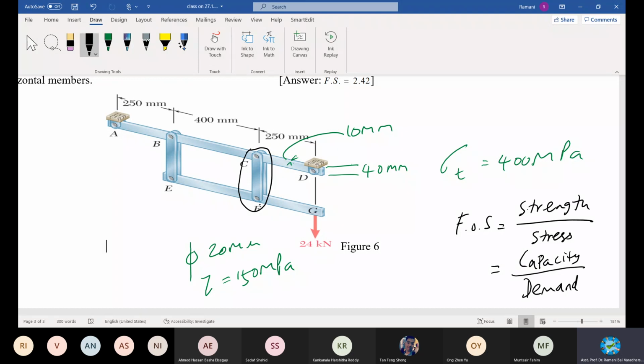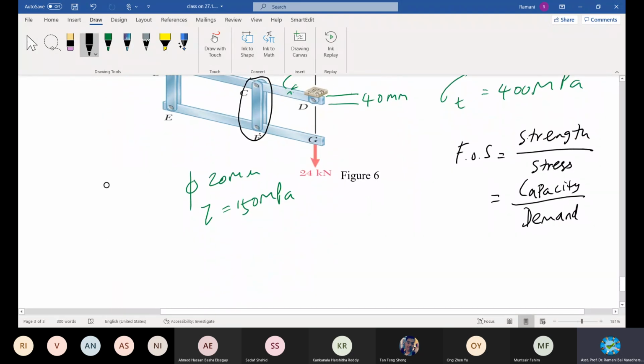In any design, for a successful, safe design, strength should be more or stress should be more? Strength should be more or stress should be more in any design? Strength. Very good. This should be higher, isn't it? This should be lesser, right?